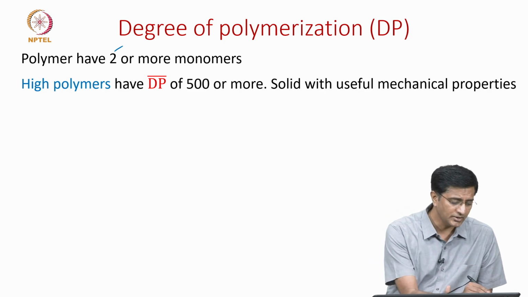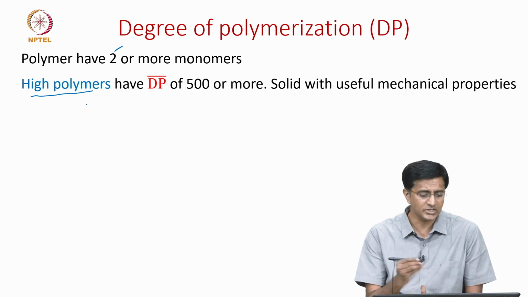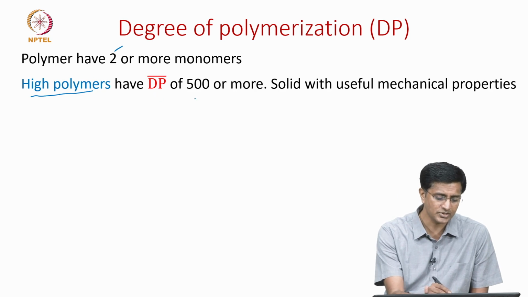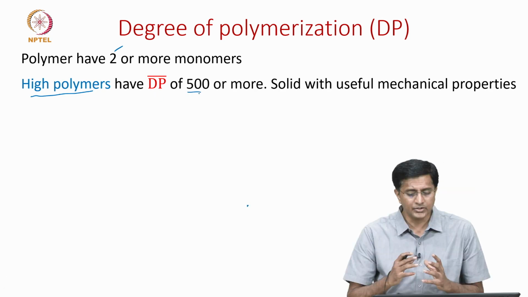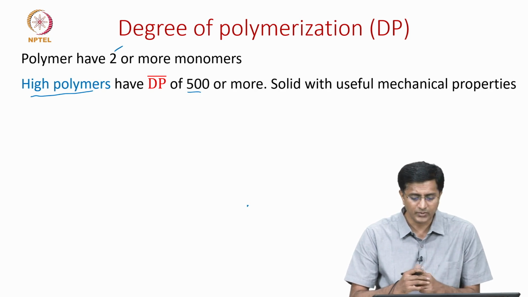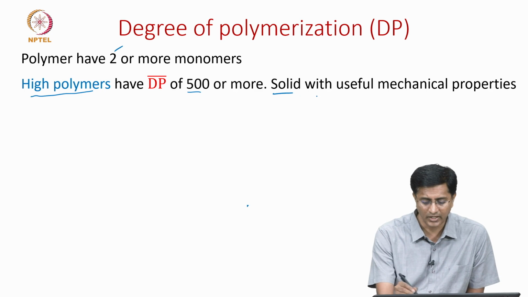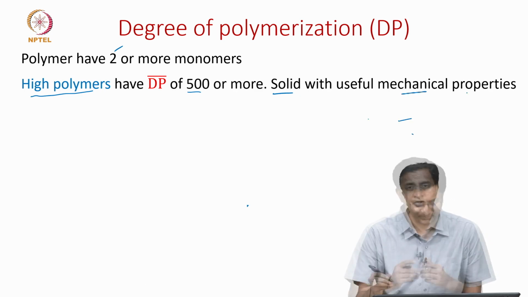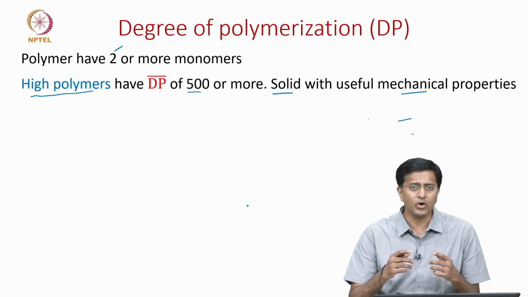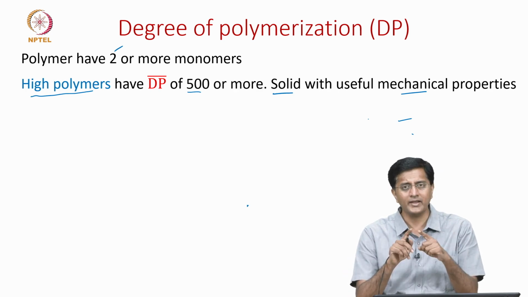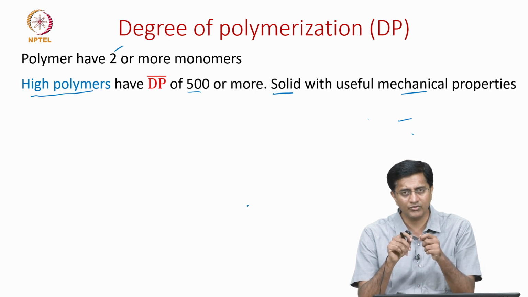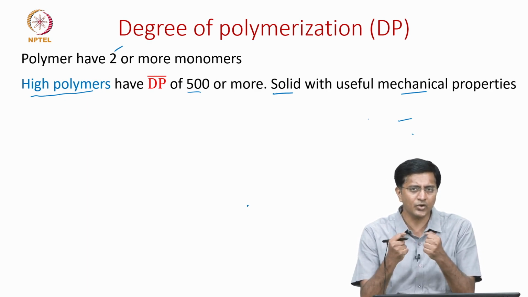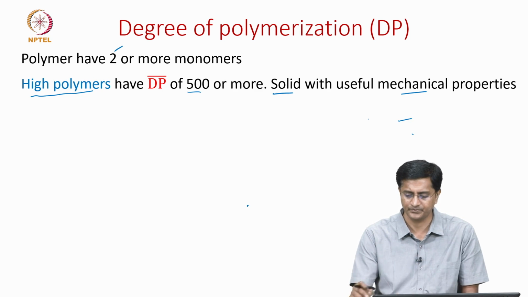Typically we are interested in these high polymers. What are high polymers? These are polymers with an average degree of polymerization of 500 or more. The reason why we look at these high polymers is because then we get solids which have useful mechanical properties. Why does this happen? Let us say if the polymer lengths are very small, usually what happens is they slide against each other, or with a very small force the secondary bonds which are holding these small molecules slide against each other, and then they do not have this solid-like behavior, or the mechanical properties are weak.